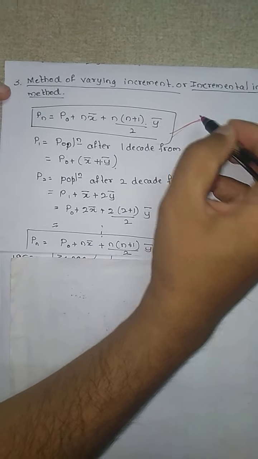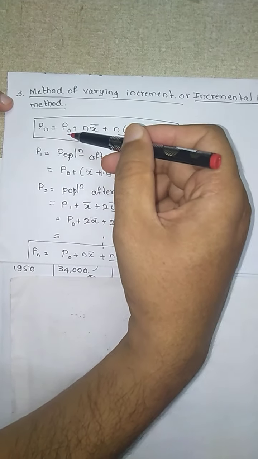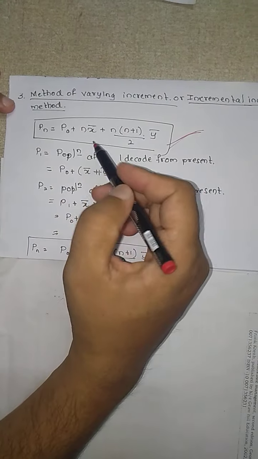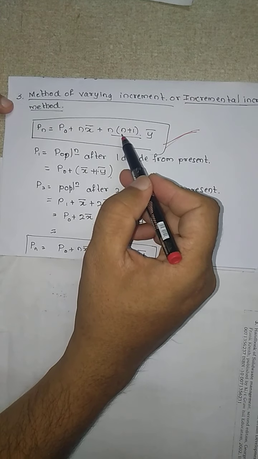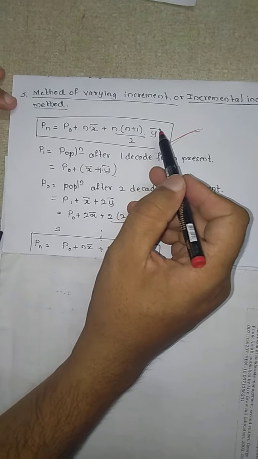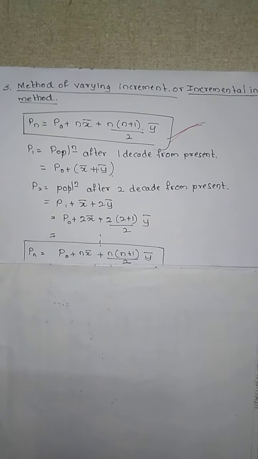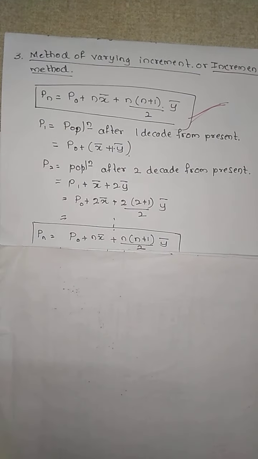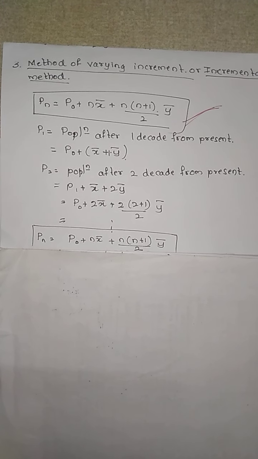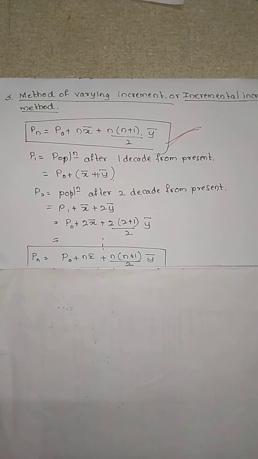So here the formula is Pn is equal to P naught plus N x bar plus N into (N plus 1) by 2 into y bar. So what is that Pn? Pn is, as you know, the population after n decades from present. And what is x bar?